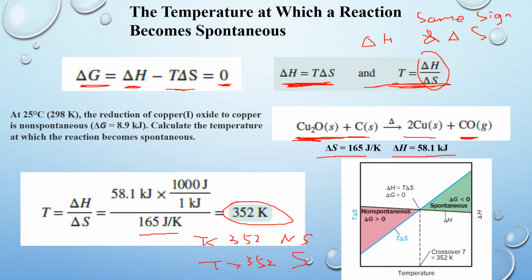In this figure, you can also see the temperature axis. When the temperature is below this 352 here, the reaction is non-spontaneous, and after this temperature, the reaction becomes spontaneous.